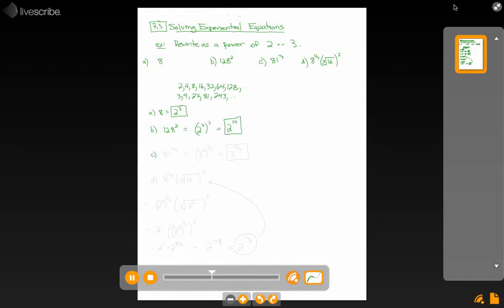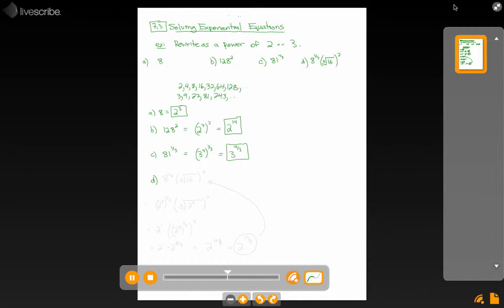The next one, similar idea, but I have 81 to the 1 over 3. Now 81 is definitely not a power of 2. It's not even an even number, but it is a power of 3. 3 to the 4 equals 81. So I replace that, and I still have the exponent 1/3. 3 to the 4 to the 1/3 is 3 to the 4 over 3, 4 times a third. So those ones are relatively straightforward, I hope, once you know your powers of 2 and 3.